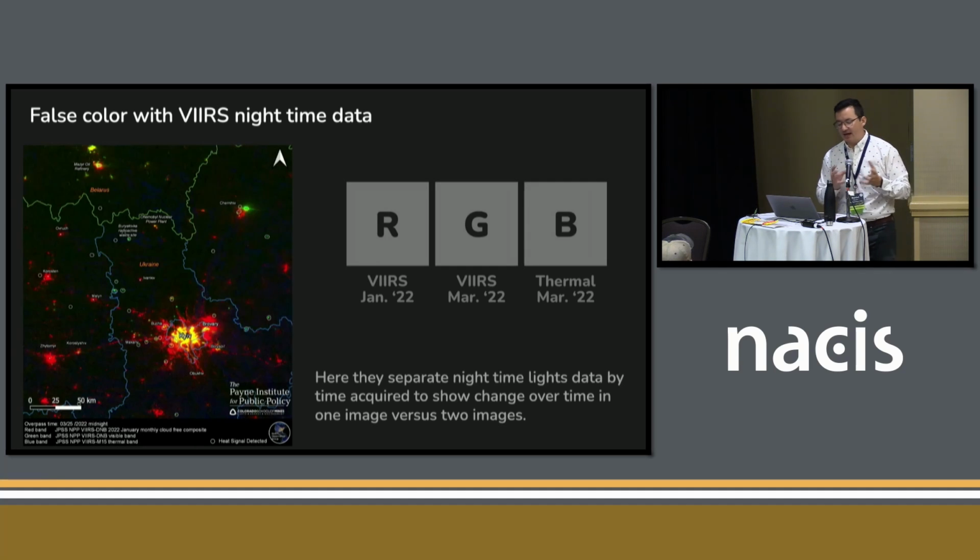What they did is they took an acquisition from VIIRS, a mosaic of data from January 2022. And then on the green and blue, they have an acquisition in March and a thermal band on blue. When we put this in a single image, that means that the light in the sky or the light on the ground that we would normally see registers red. The light that overlaps would be yellow, and the new color, the new information that we don't typically expect in January, appears green, and in this case, it's military activity.